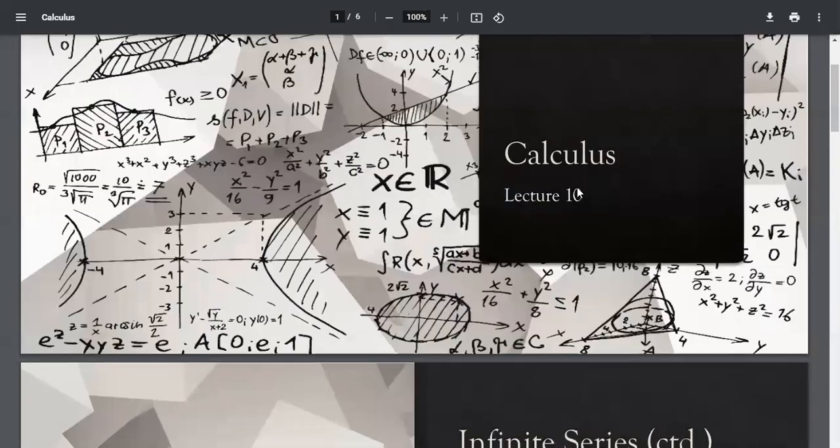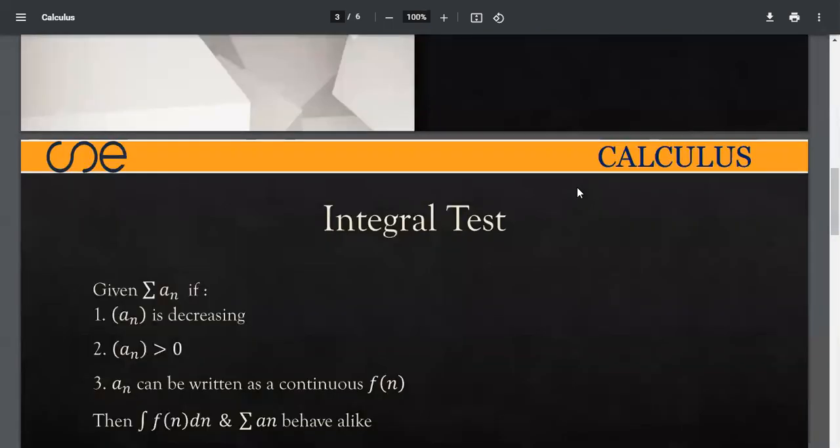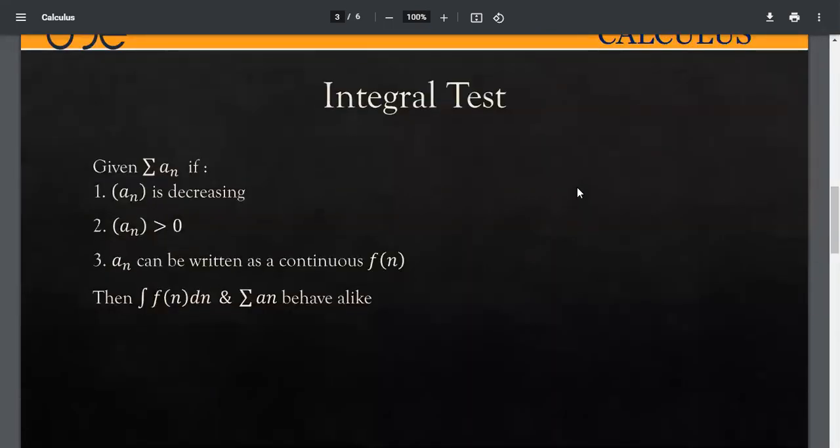Wow, we made it to lecture 10. This lecture is a continuation of what we started in the previous lecture regarding infinite series. In this lecture, we'll be talking about the integral test and the p-series. The integral test is a test we use if we have three conditions.